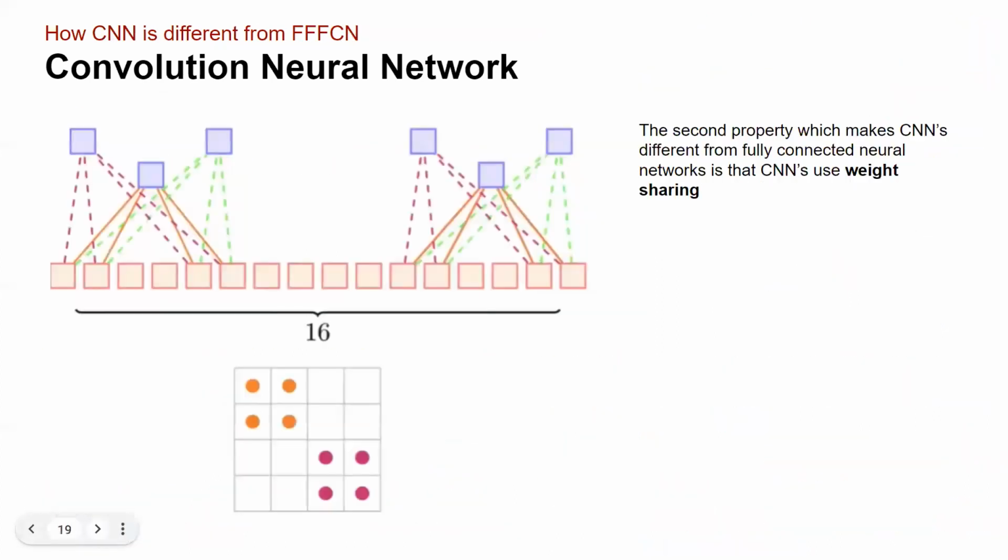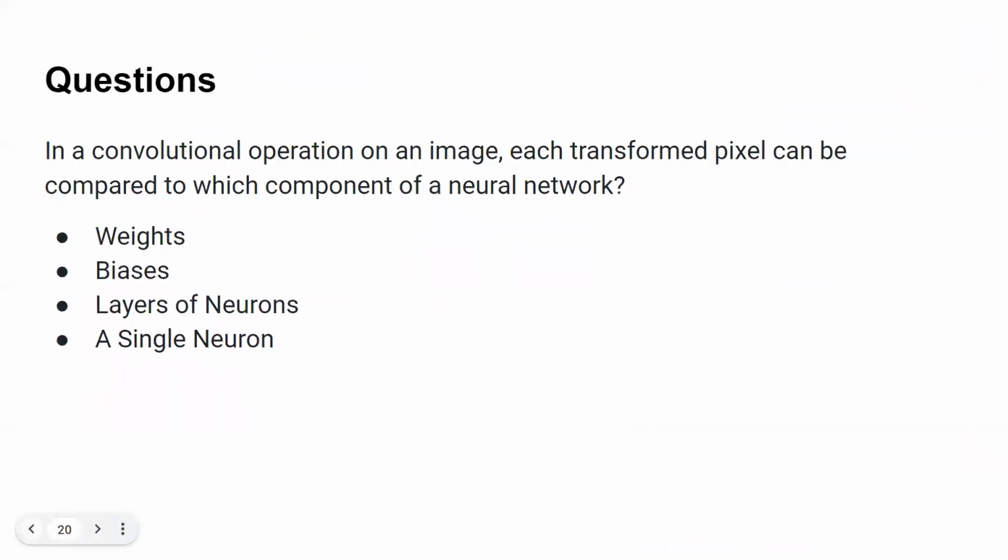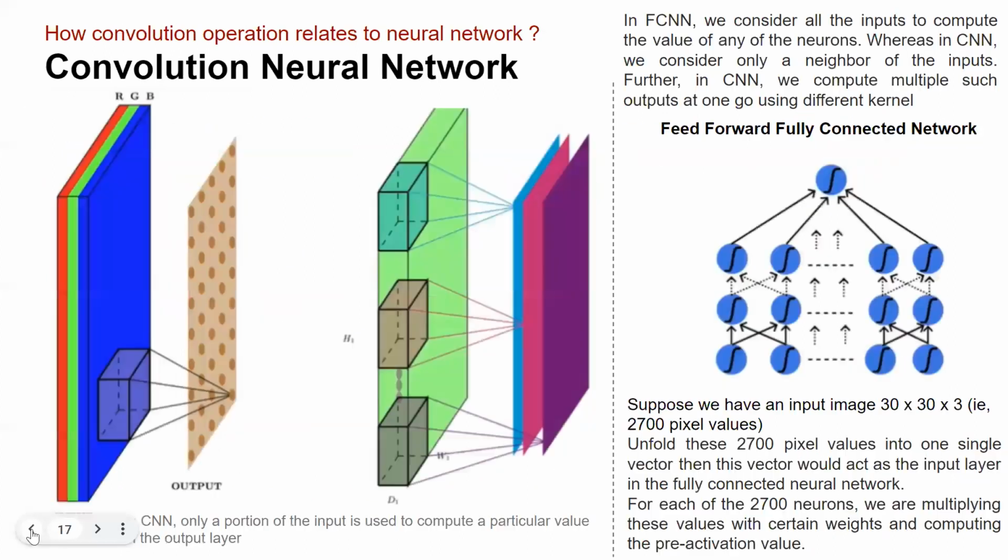The question is: in a convolution operation on an image, each transformed pixel can be compared to which component of a neural network? So this is one convolution operation, and this is transforming the pixel value, and it is equivalent to the computation of a neuron of the subsequent layer. Is this absolutely clear to everyone?